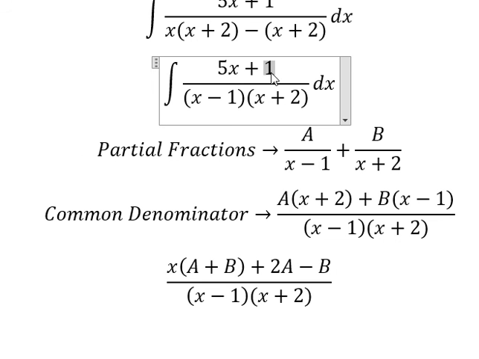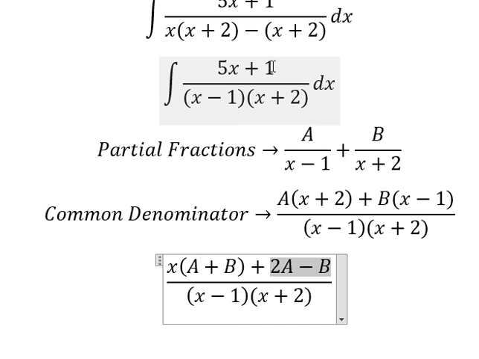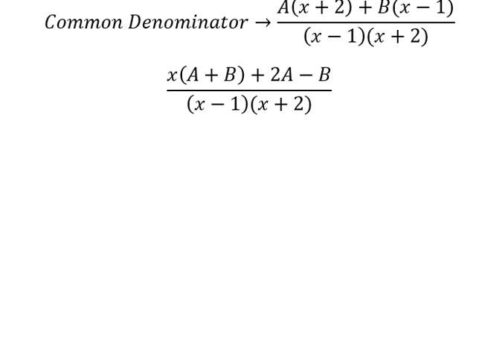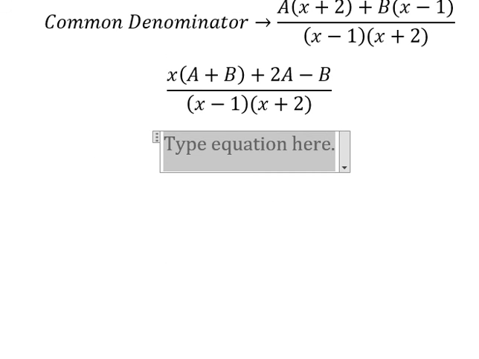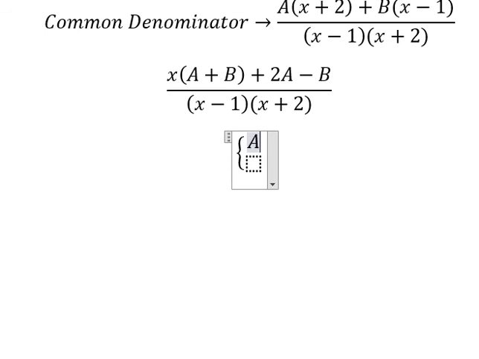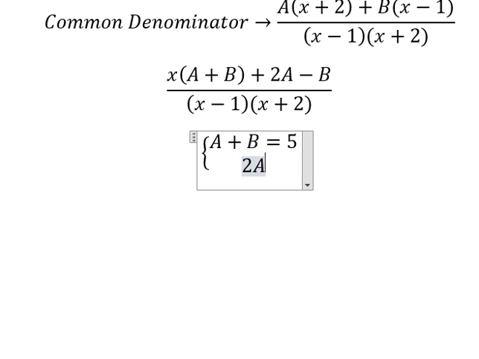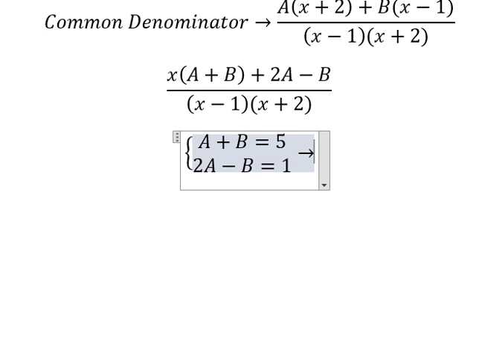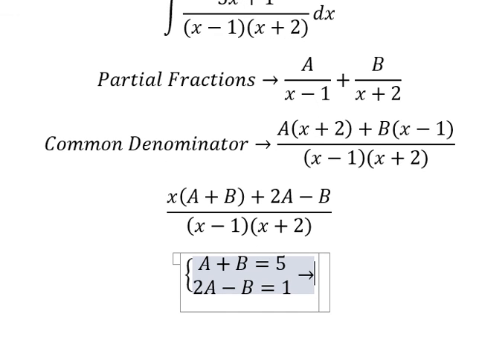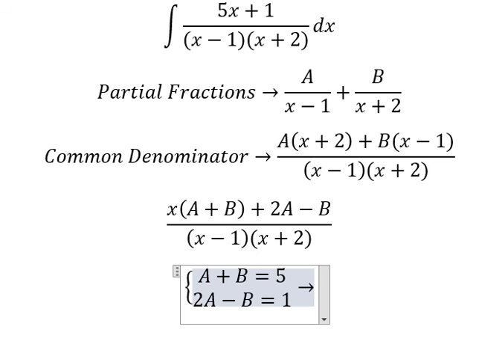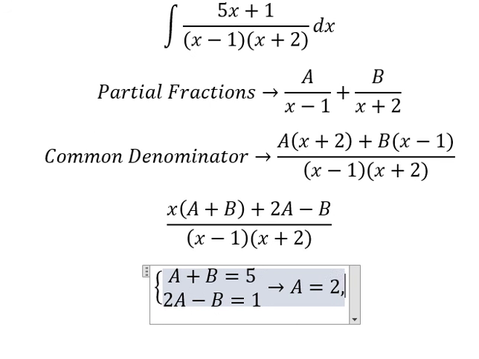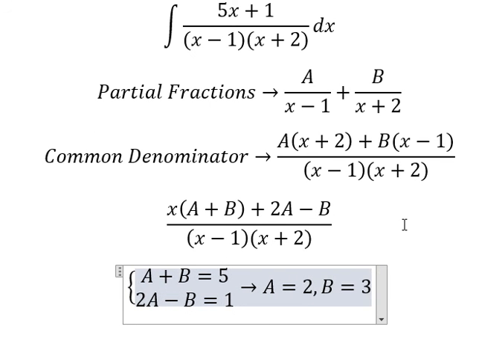About the numbers, we have number 1, so 2a minus b equals to number 1. So now we create the system of equations. And now we need to find the solutions in here. So a equals to number 2, b equals to number 3.